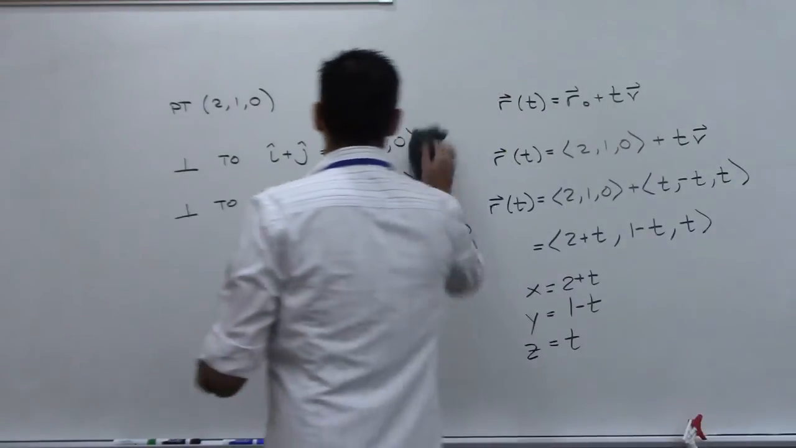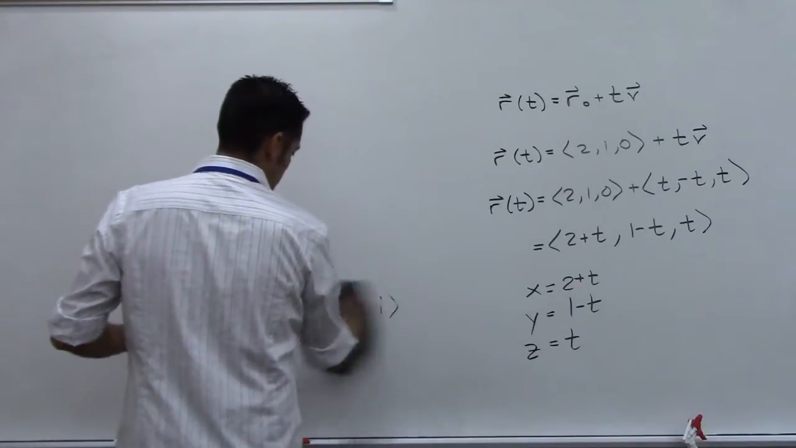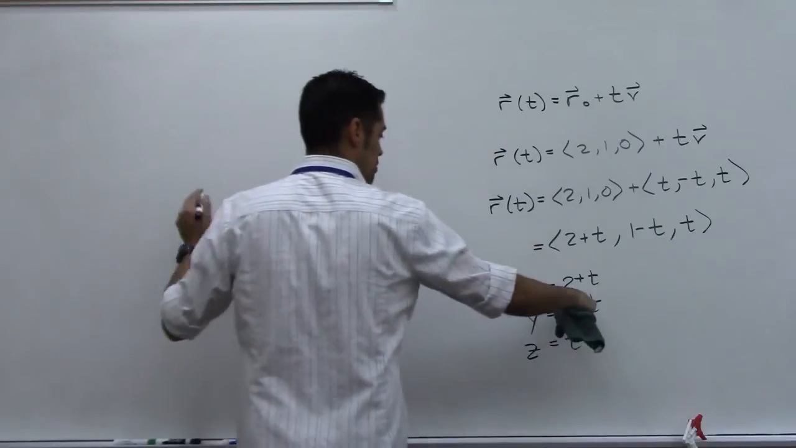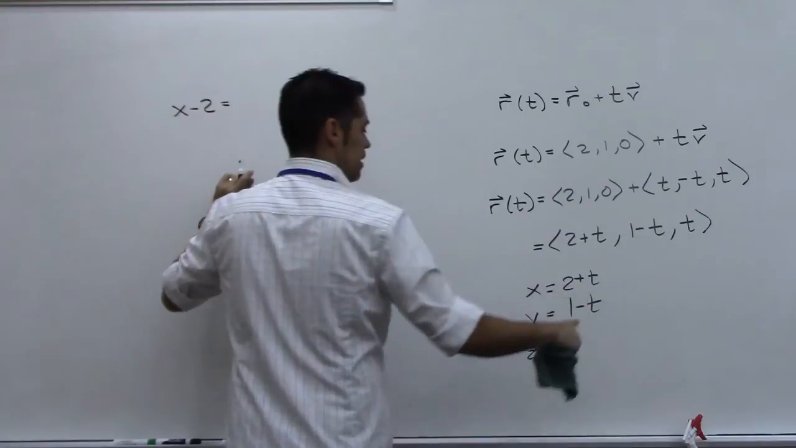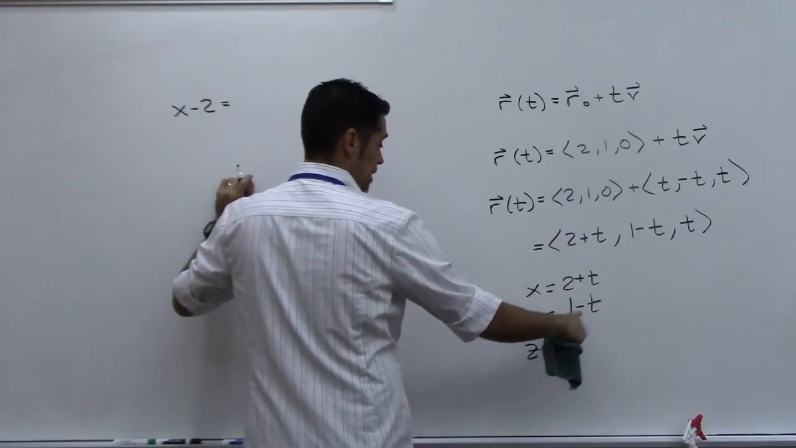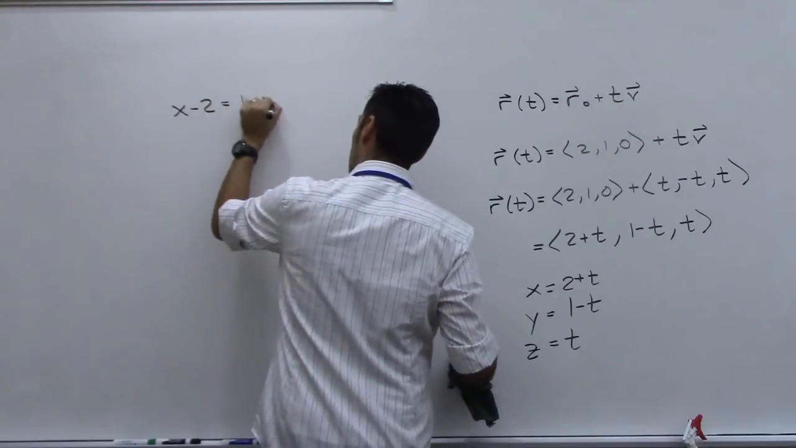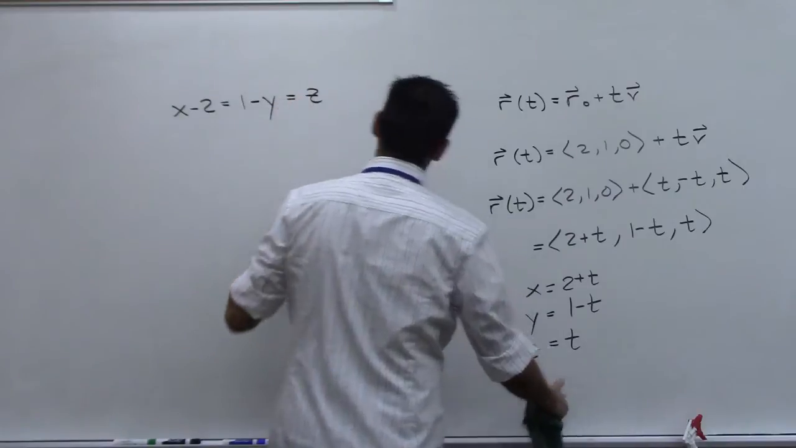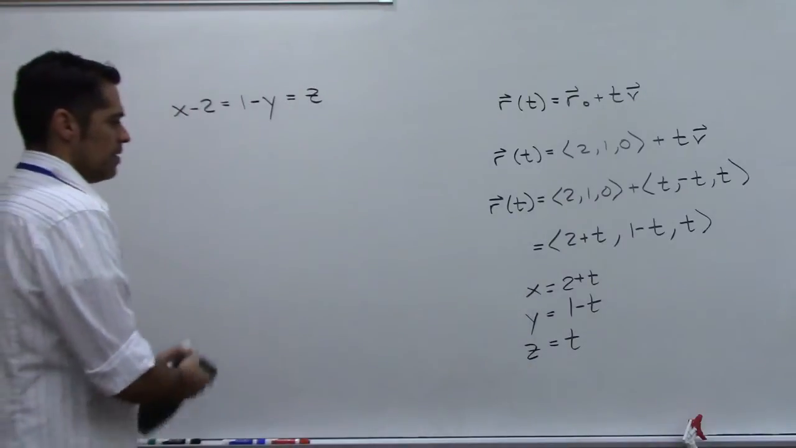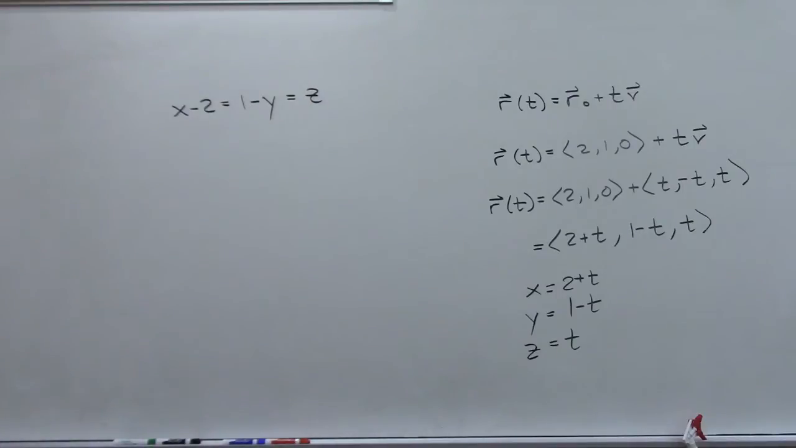And now to get my symmetric equations, I just solve each of the parametric equations for t. So solve this one for t, I get x minus 2 equals t. Solve this for t, move the t to the left and the y to the right, 1 minus y. Solve that for t, it already is t, so z. So I hope I didn't do that too fast. Just solve each of these for t, set them equal to each other, you should get that. And that was number 8, just verify here.